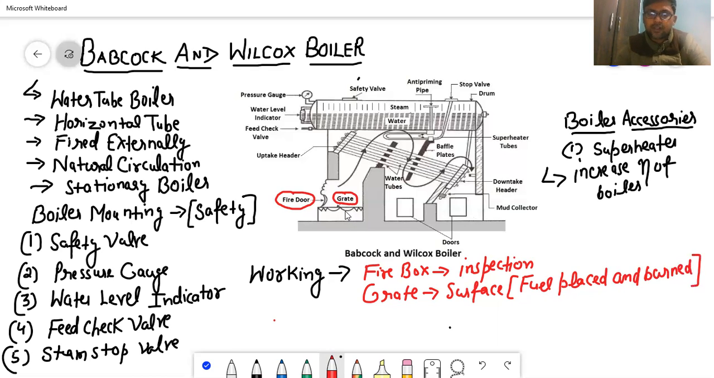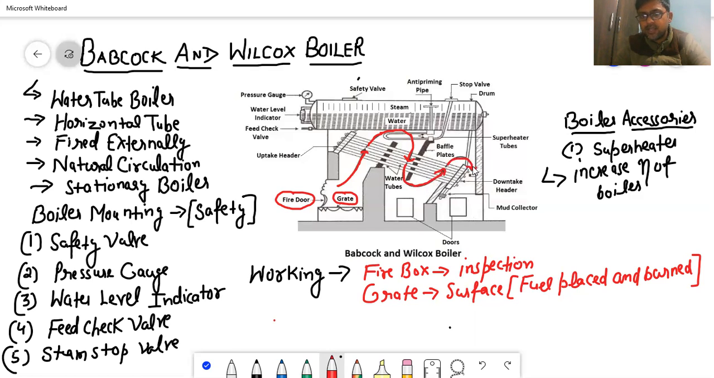Okay. So after the burning of the fuel in the grate, we are supplying these flue gases in this direction. As you guys can see, this is the path in which our flue gases are flowing when they are passing over the tubes. Okay, so they are basically flowing in a curved path.